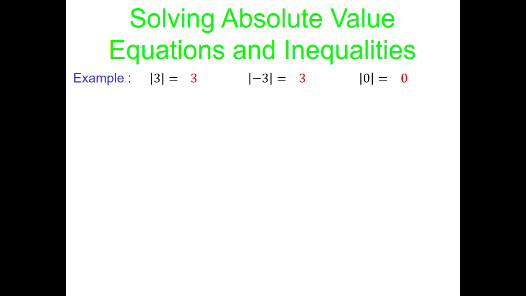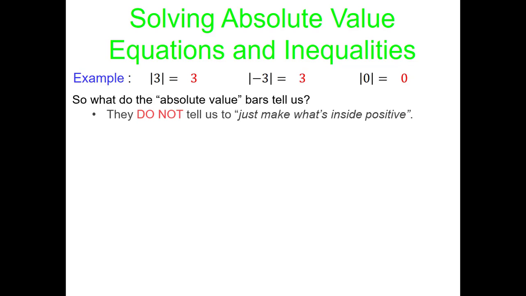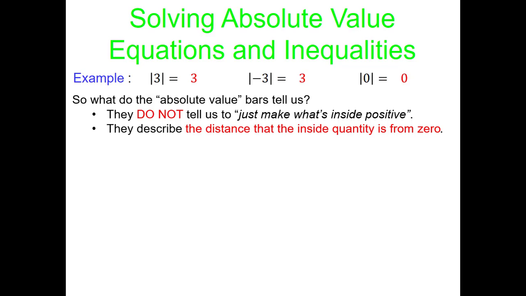Now, if you ask most students what the absolute value means, they typically say that it just means whatever's inside, make it positive. So what do the absolute value bars actually tell us? Well, I'll tell you what they don't tell us. They don't tell us just make what's inside positive. It's a common fallacy for absolute value, but it seems to work nicely when you're just taking the absolute value of numbers. What they really describe is the distance that inside quantity is from 0. So the fact that 3 is inside of the absolute value bars says that it is 3 units away from the value of 0 on a number line.